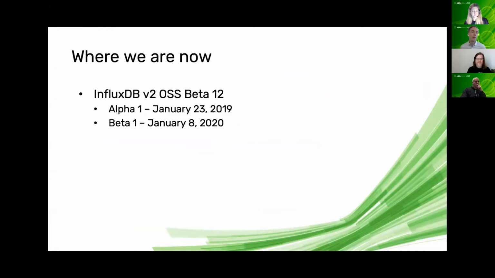So let's talk about where we are now in terms of getting 2.0 out the door. So right now, beta 12 of 2.0 is out. That's the most current beta that we have. We released Alpha 1 in January of last year. We released beta 1 in January of this year. So we had an alpha that lasted about a year, and we're currently in beta. So this is a pretty long development cycle for us.